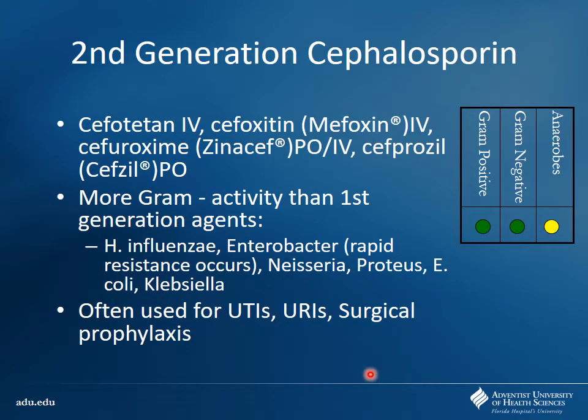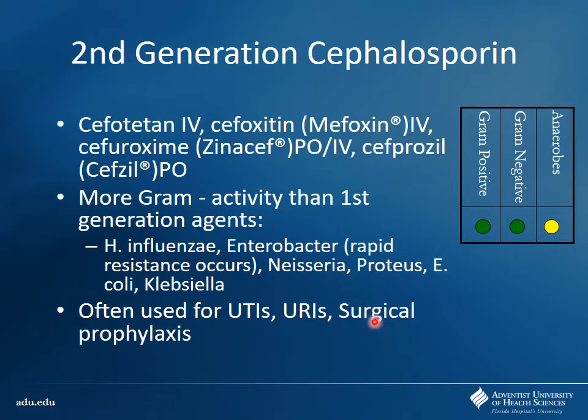Next, we have our 2nd generation cephalosporins. We have things like cefotetan, cefoxitin. You can see these are both IV. We have things like cefuroxime or Ceftin, which are good PO options. You're going to find these have more gram-negative activity than the 1st generation agents. So they start to pick up things like H. influenzae, Enterobacter, although you will see some resistance develop to this, Neisseria, Proteus, Klebsiella. These are also pretty good for UTIs, probably even better than your 1st generation cephalosporins.